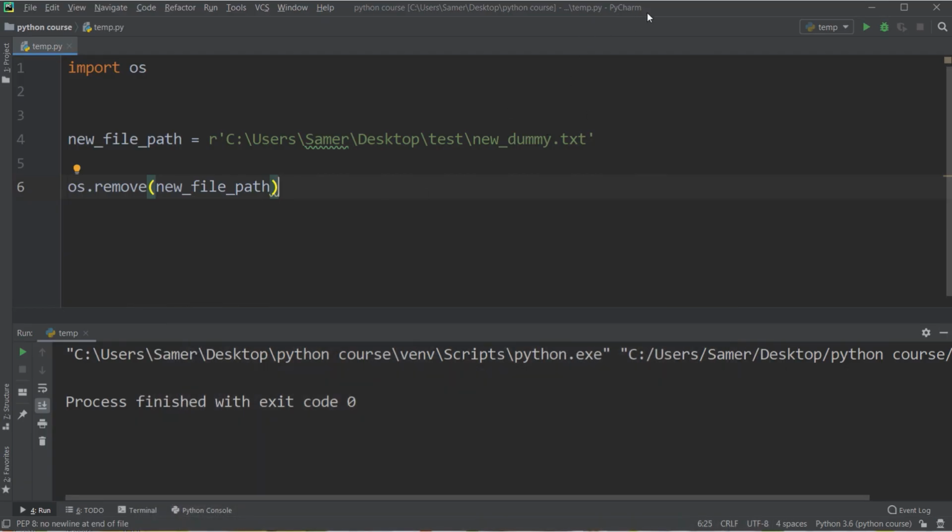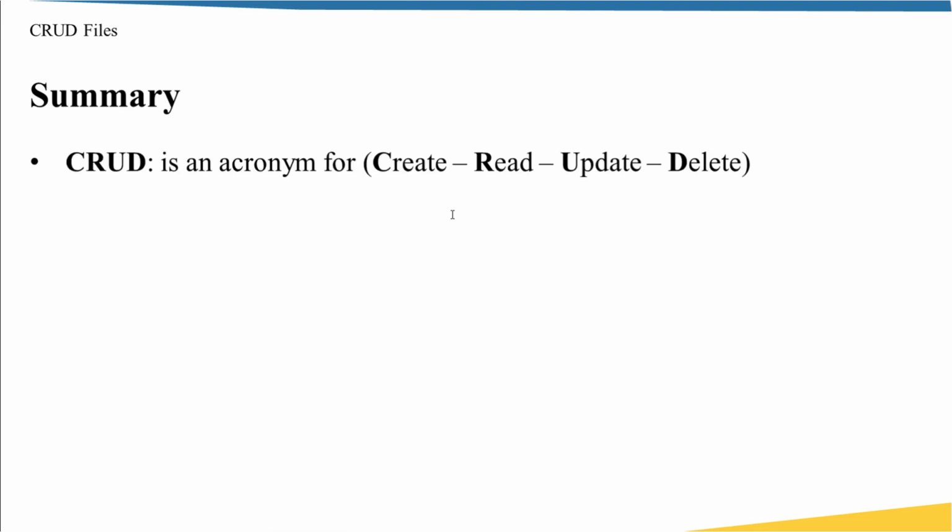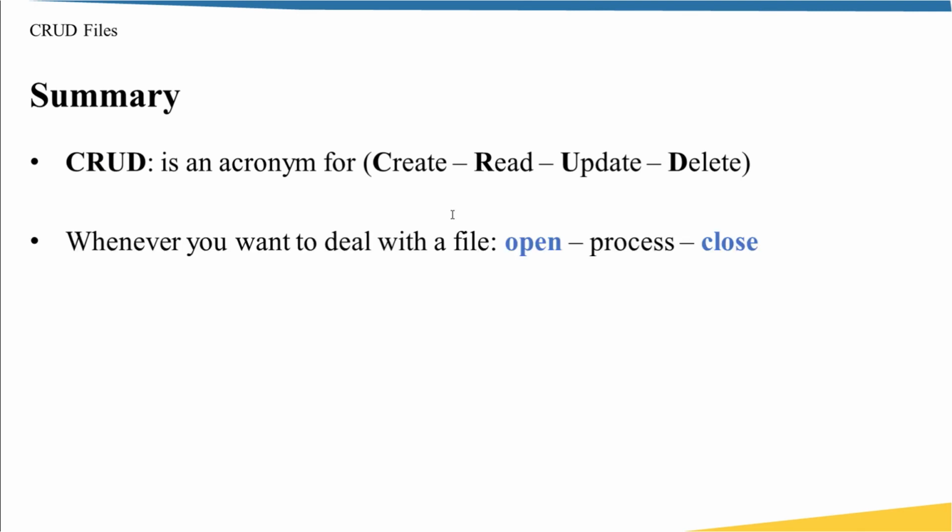And that's all for this code session. Now let's recap what we have learned in this lecture. First of all, CRUD has been defined as an acronym for create, read, update, delete. And after that, we talked about how we deal with files, and we said whenever you want to deal with a file, you have to open, process, and close. And it's highly important to close the file. We saw together the open function, and we saw that it's quite important to deal with files because usually whenever we want to read, write, or append data, we have to use the open function.